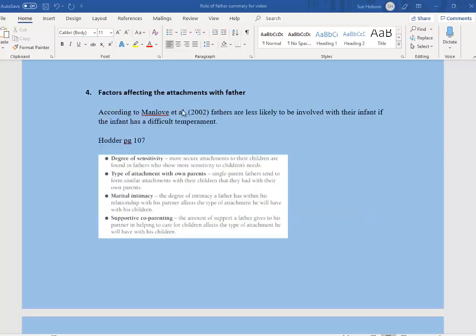There are also factors affecting the attachments with fathers. For example, Manlove found that fathers are less likely to be involved with their infant if the infant has a difficult temperament. And straight from Hodder, you've got other factors here affecting the father's attachment bond with the child. I would say you don't need all of these, but just have a look and perhaps pick one or two maximum.